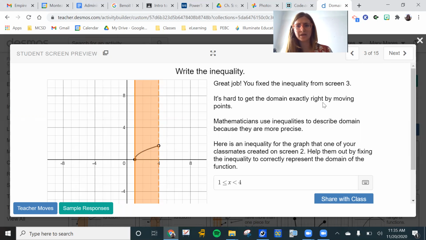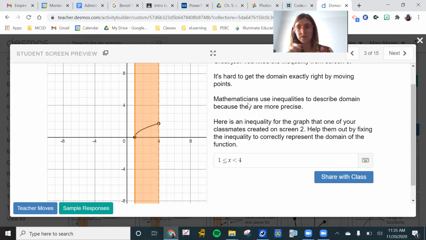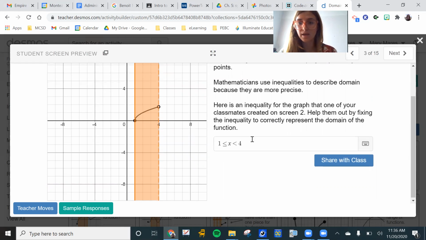It's hard to get the domain exactly right by moving the points. That's what I was kind of struggling with. We mathematicians use inequalities to describe domain because they are more precise. So it's more precise to write it out than it is to draw it out on a graph. So this is the inequality for the graph that one of my classmates created on screen 2. So I'm going to help them by fixing the inequality to correctly represent the domain of the function.